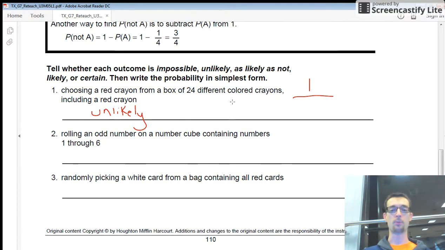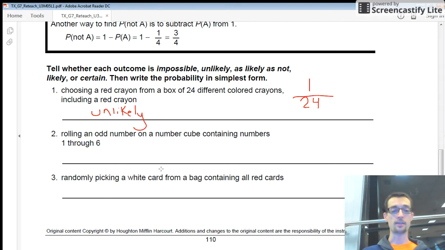Your denominator in probability is always the total number of possibilities. Okay, so out of these 24 crayons, how many of them could I possibly choose? 24, right? Your total number of possibilities is 24. So my probability of getting a red crayon is 1 out of 24. That's a fraction. I can't reduce it. So that's my answer. It's as good as I can get. Let's go on to number 2.